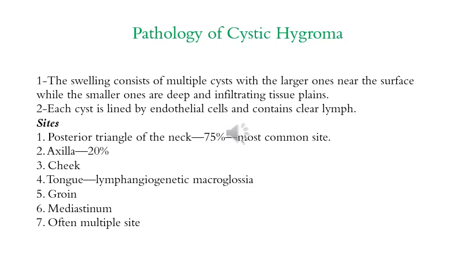Pathology of cystic hygroma. In the branchial cyst we talked about how the wall of the branchial cyst is squamous epithelium and the cyst contains clear fluid rich in cholesterol crystals. In the branchial cyst it is a single cyst, while in the pathology of cystic hygroma it consists of multiple cysts, one larger and the rest smaller in size. A cyst is lined by endothelial cells and contains clear fluid.